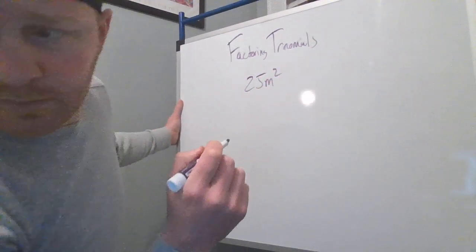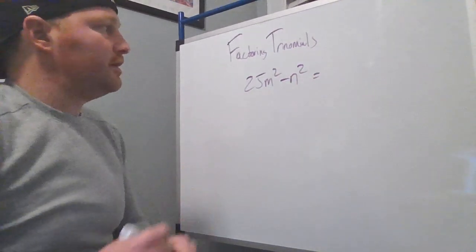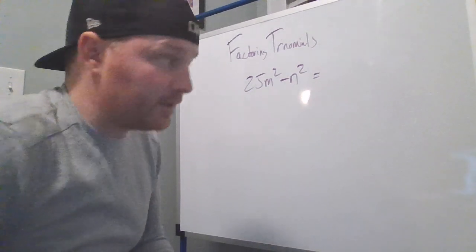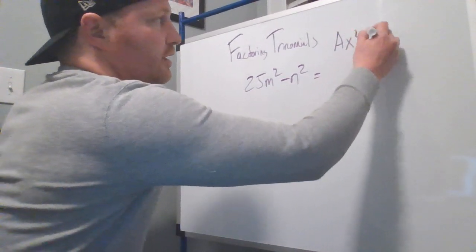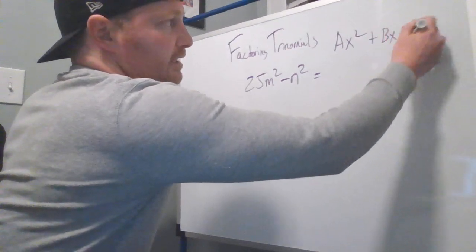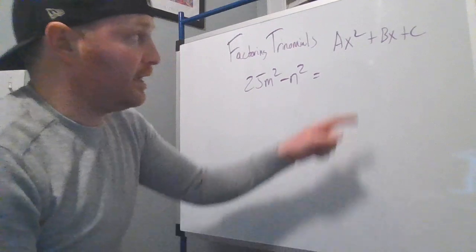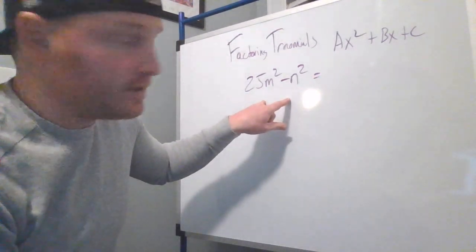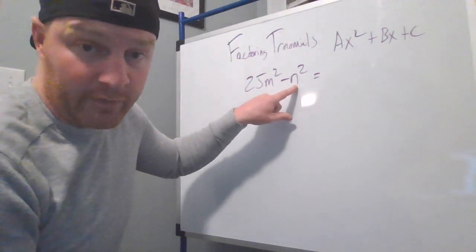25m squared minus n squared. So the nice thing about this is, and the way I want you to think about this is, there's no middle term. Remember, a quadratic formula is always ax squared plus bx plus c. So in essence, there's no middle term, and when this is a difference of perfect squares or difference of squares, that means our a term and our c term are both perfect square numbers.